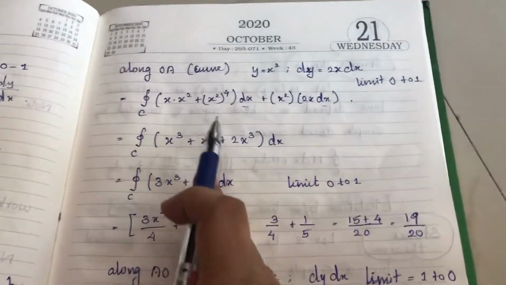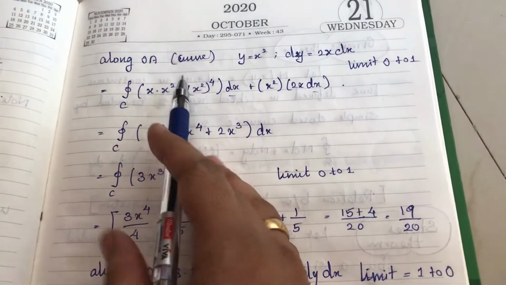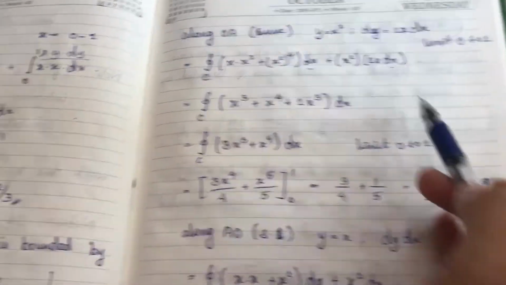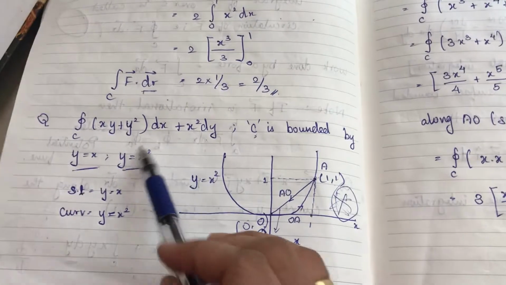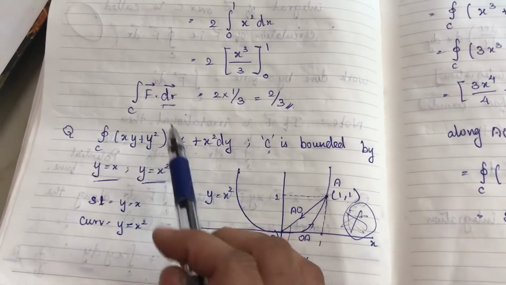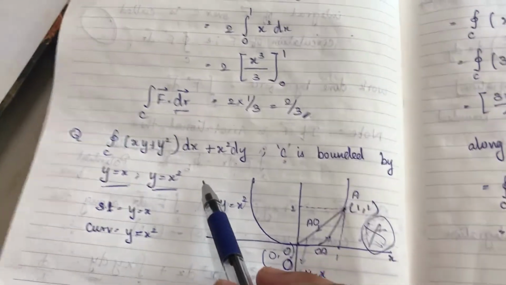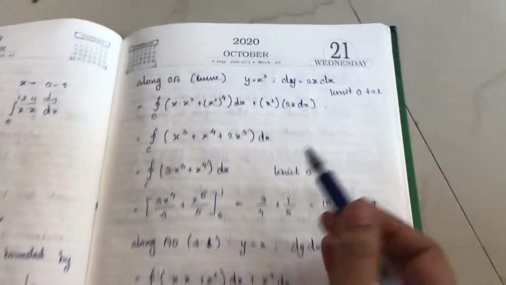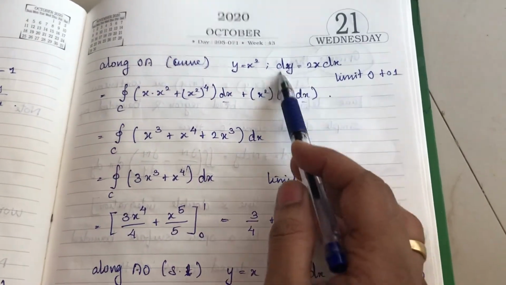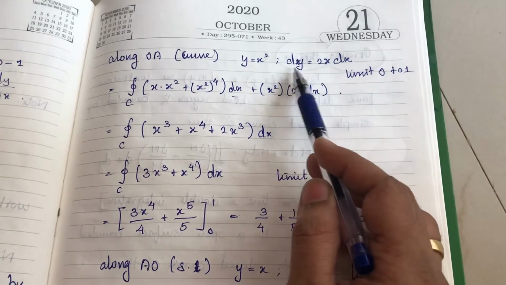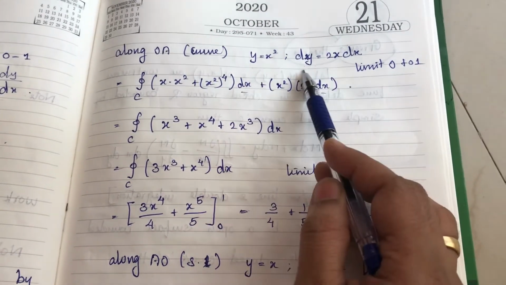Along OA they have given the function here and we need to find it. Just differentiate these things, that's it. I am taking the curve equation and differentiating it. I will get the dx value and the dy value.